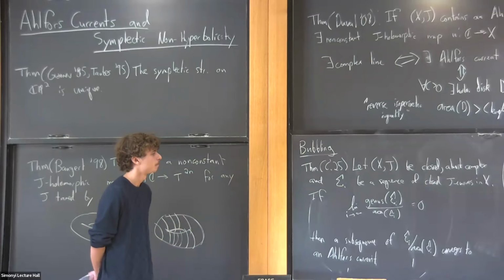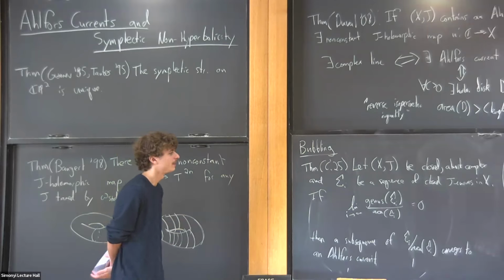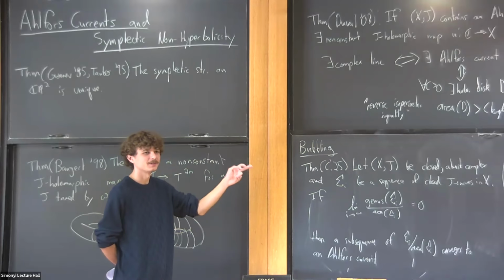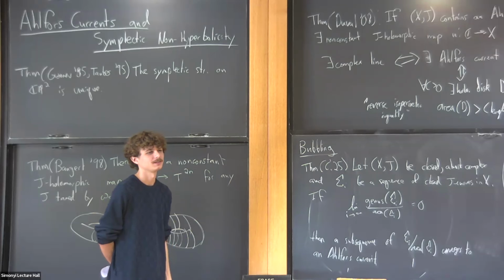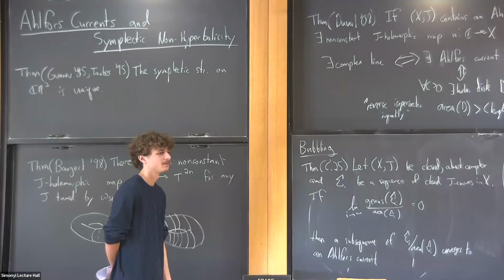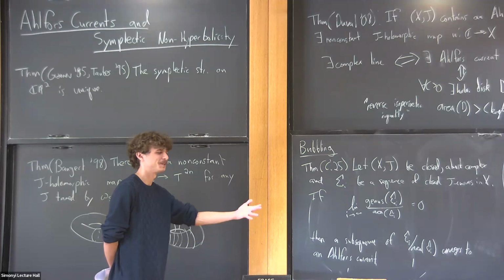Okay. Ahlfors currents are complex cycles, and I have a paper where I show that complex cycles and holomorphic curves have positive intersection number. So something can be done, but you need to be careful just because they're currents. It's easier in this case because they're geometrically defined.